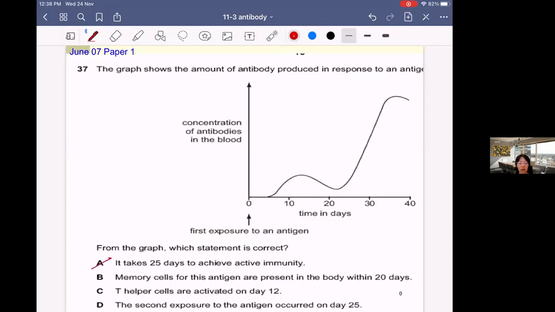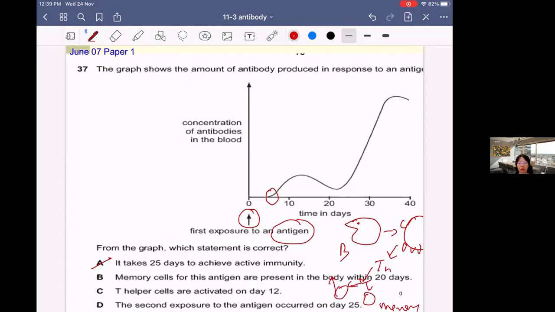It takes 25 days to achieve active immunity. No, because you see, by day 5, antibody already increased. It cannot be that only after 25 days do you achieve active immunity. Instead, at day 0 already got active immunity, because after the antigen enters the body, it will first start by phagocytosis. After phagocytosis, you go and present the antigen already, right? Then after that, it will select the T helper cell and also B cell. Then clonal expansion of T helper cell, divide, differentiate into active T helper cell and memory cell.